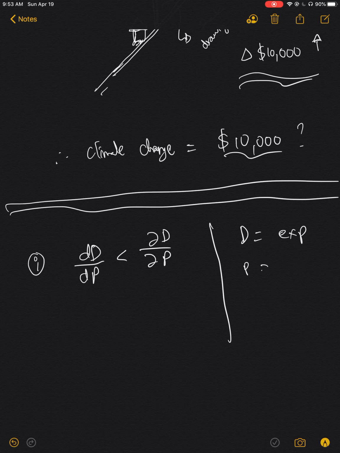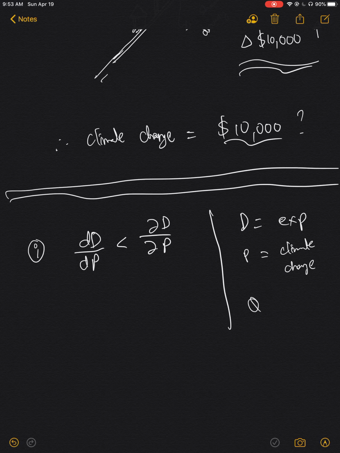P is, in this case, what goes up? Climate change. So P is climate change, and Q is environmental quality. So Q going up is a good thing. So you want to say Q is protection from mudslide risk. Okay.